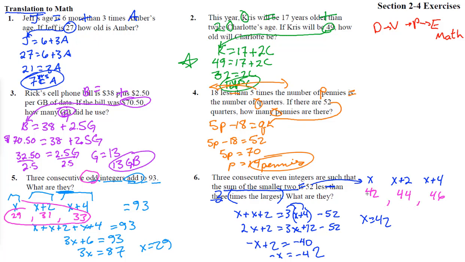Ooh, that's crazy. Is this true? If you take that one plus that one, that's 86. Is that really 3 times that and then go down by 52? 3 times 46 is 138 minus 52 is 86. Oh my goodness, it works. Shazam!